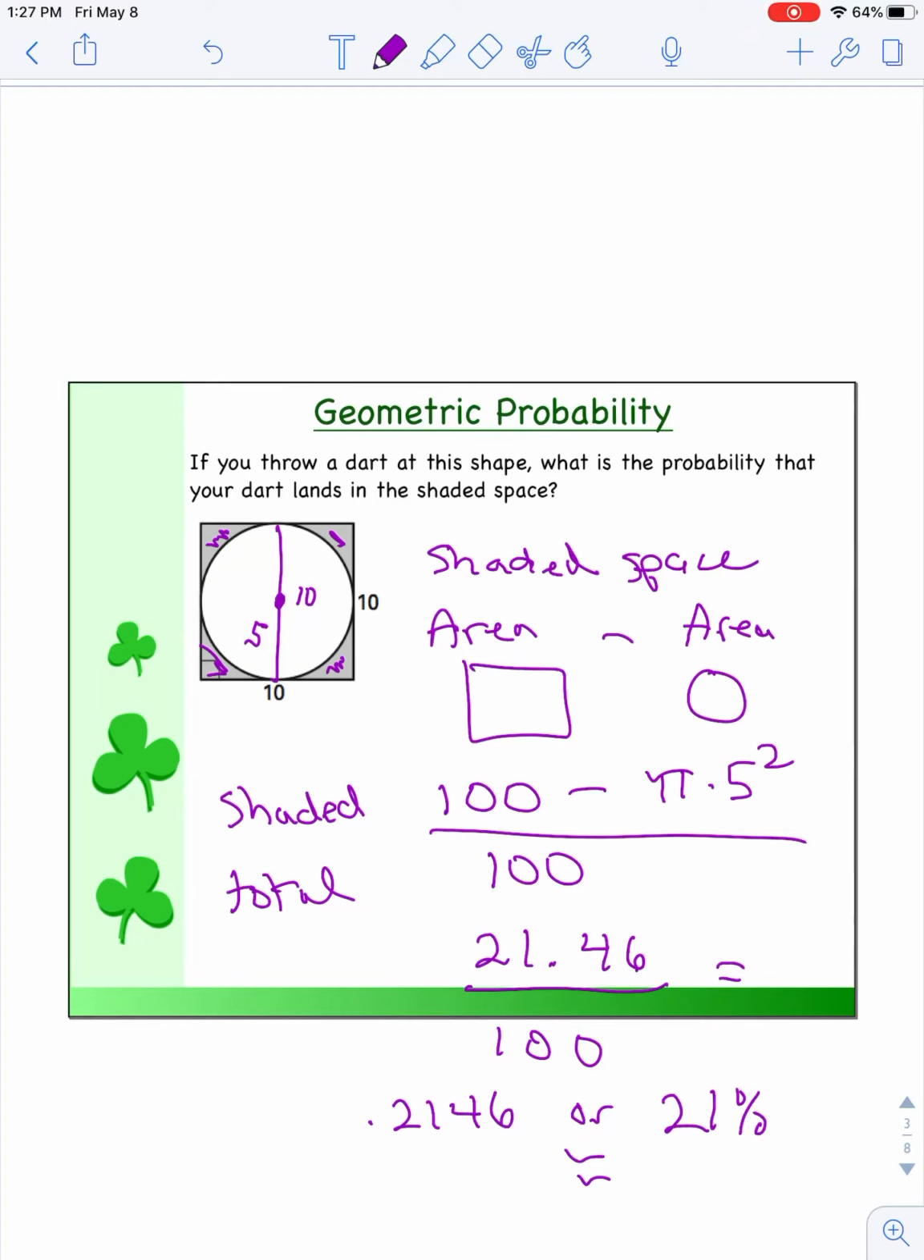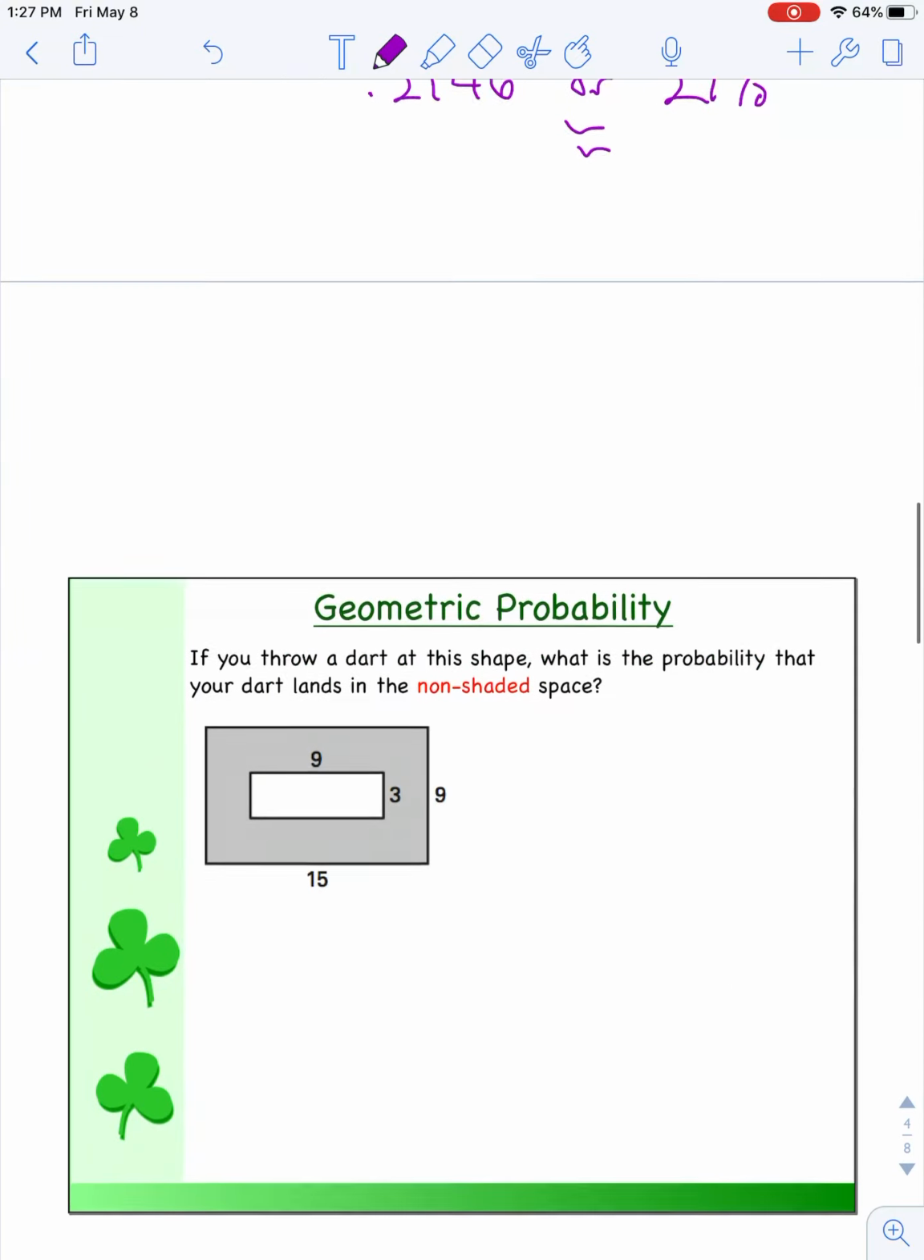Okay? So that's what we're really doing. If you're playing a carnival game and you're throwing a dart, you want to win, okay? And you're going to win if you land in that shaded space. So let's take a look at a few other ones.